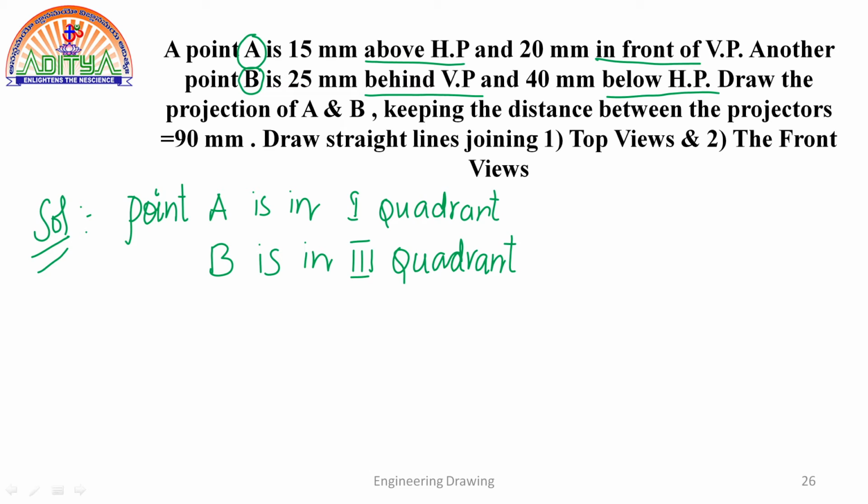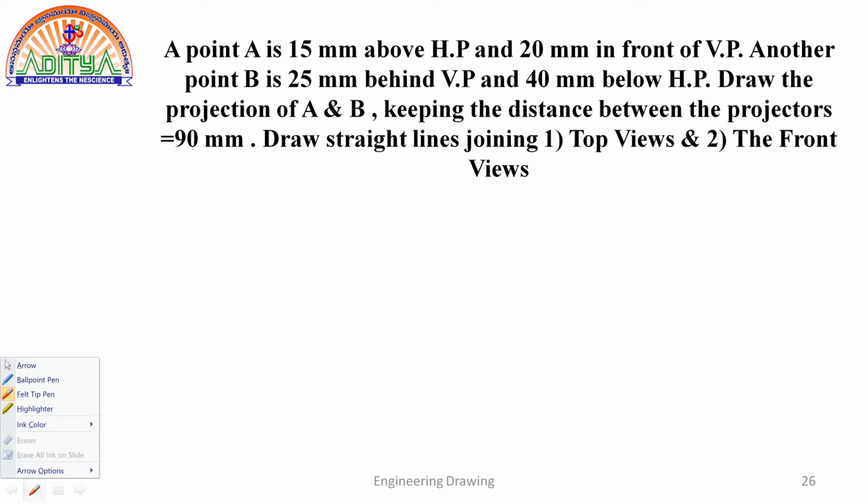Now what we have to do? Draw the projections of points A and B. We know that point A is in first quadrant and point B is in third quadrant. First we will draw the projections of these 2 points A and B.